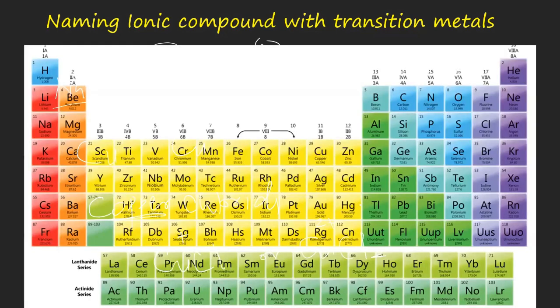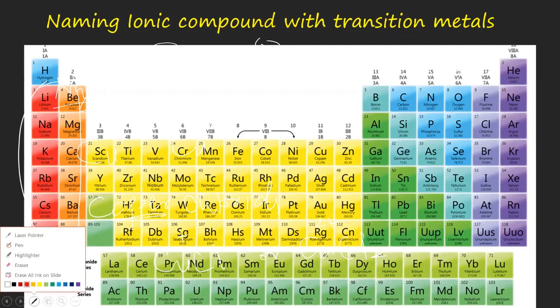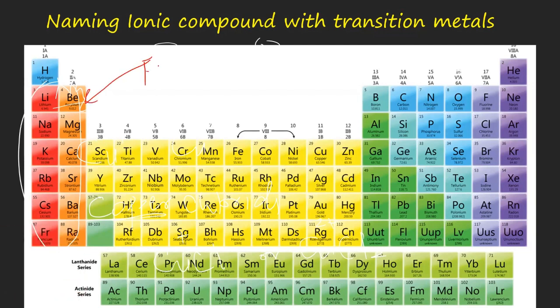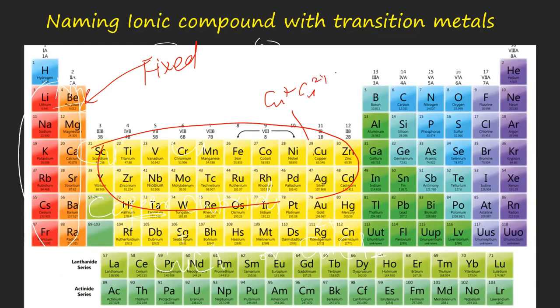And in this lesson, we'll be learning how to name that. So let's see that. Like I mentioned before, the main group elements are here, and all the metals here have a fixed charge, so you don't need to worry about that. But the metals which are here are transition metals, and normally they have multiple oxidation states or multiple charges. For example, copper here could be copper plus or copper 2+.